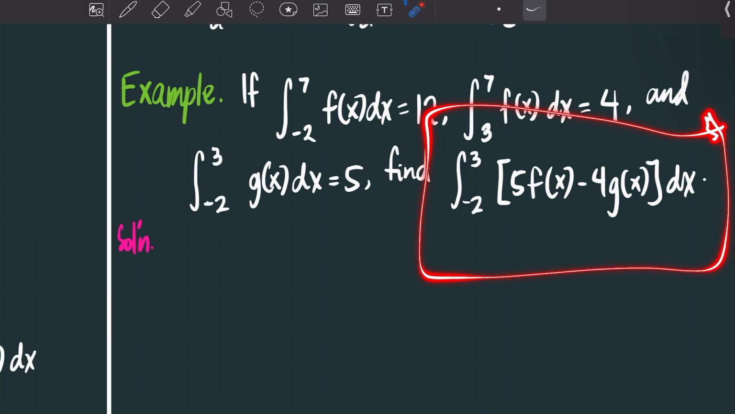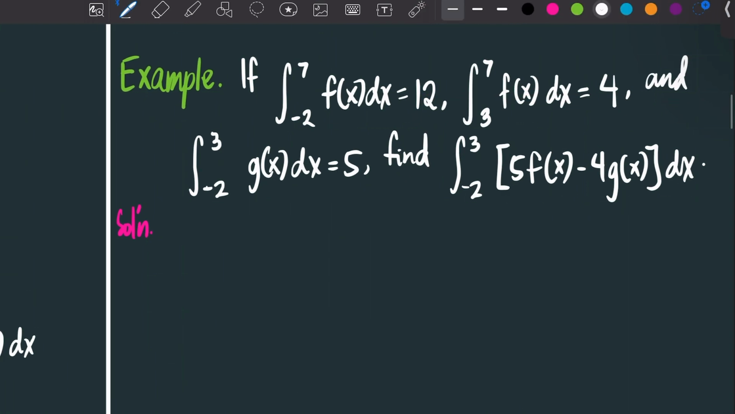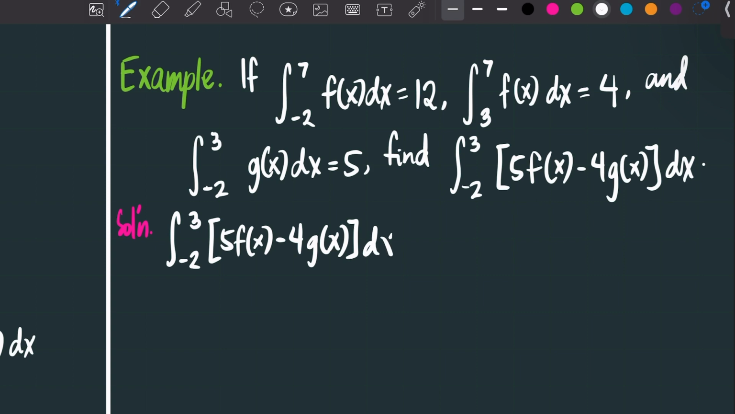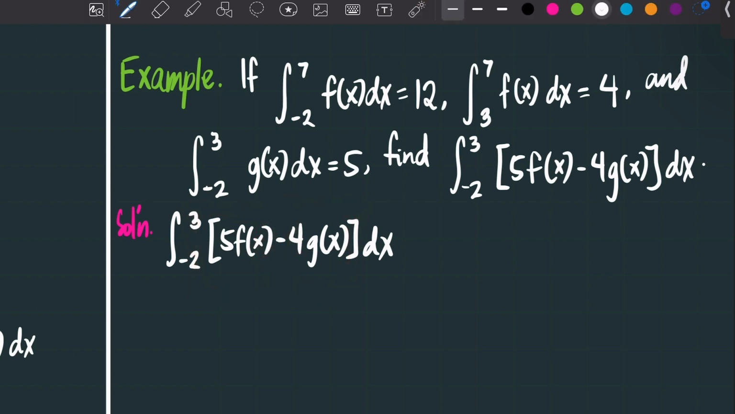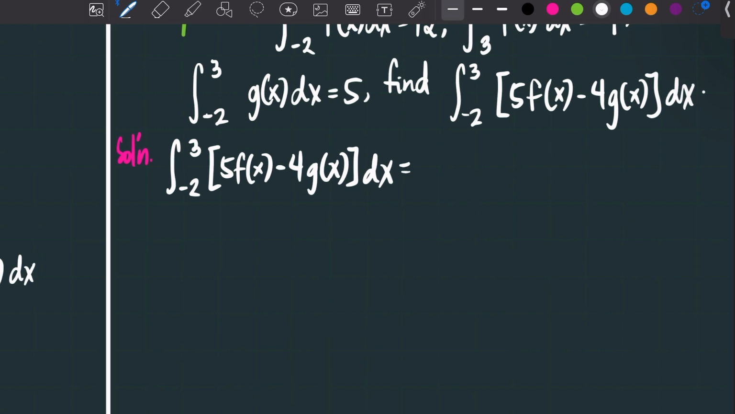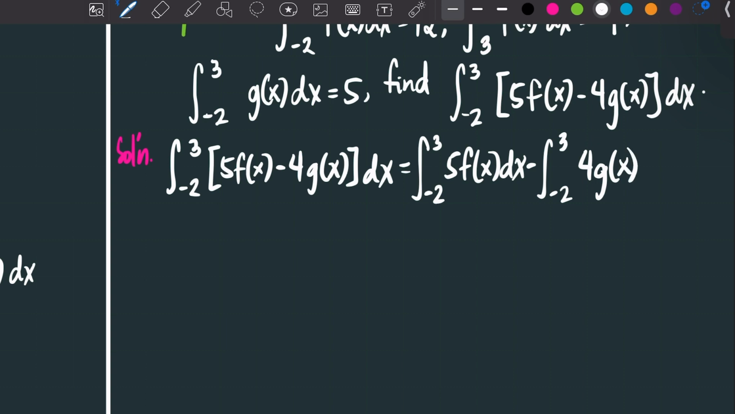So, apply natin yung properties dito, no? So, what we have is integral from negative 2 to 3 of 5 f of x minus 4 g of x dx. So, first thing na makikita natin, we have two functions here na separated by a minus sign. So, pwede nating split yung integral. So, we have here integral from negative 2 to 3 of 5 f of x dx minus integral of negative 2 to 3 of 4 g of x dx.